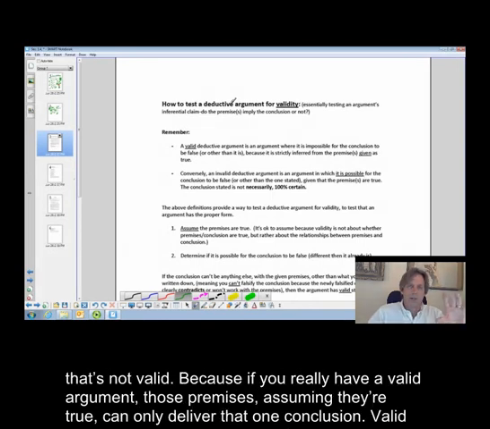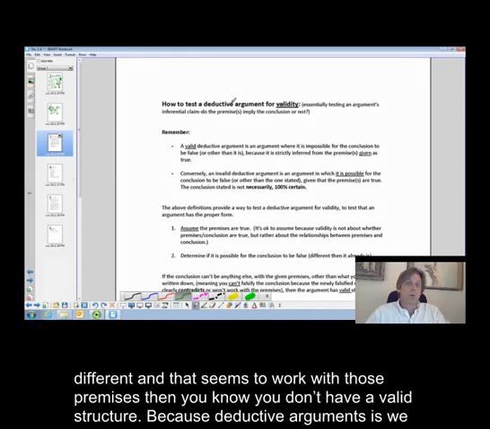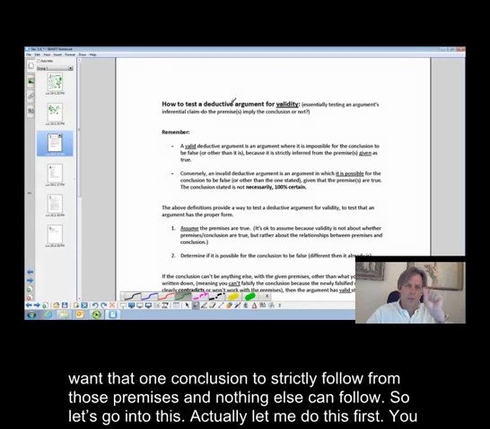Because if you really have a valid argument, those premises, assuming they're true, can only deliver that one conclusion. Valid deductive arguments, that one conclusion has to be 100% certain, has to follow with necessity. But if you can make that conclusion different, and that seems to work with those premises, then you don't have a valid structure, okay? Because with deductive arguments we want that one conclusion to strictly follow from those premises, and nothing else can follow, okay? So let's go into this.